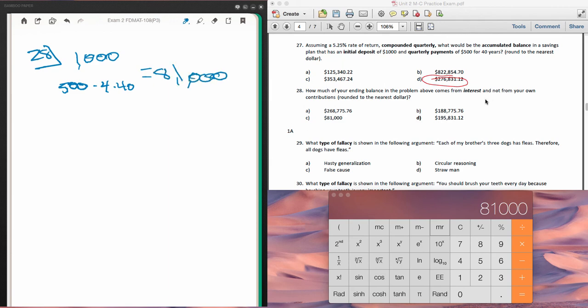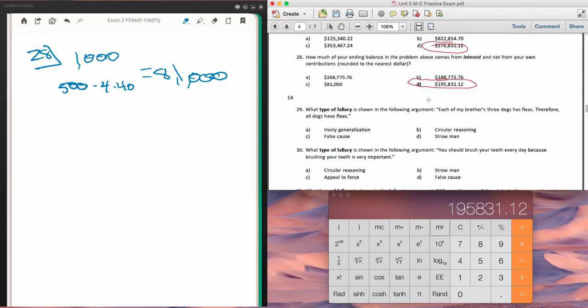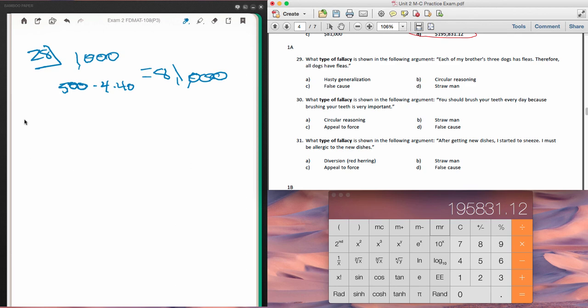We want to find out how much is interest, so we take the top number, 276,831.12, minus the $81,000. We get $195,831. So that's the interest. I wonder if they did that on purpose, but you see that it's bold, that's because it's the correct answer. Woohoo! They forgot to unbold that, so you could have guessed. Don't think you can use that strategy on the test, but you never know. All right, 29.